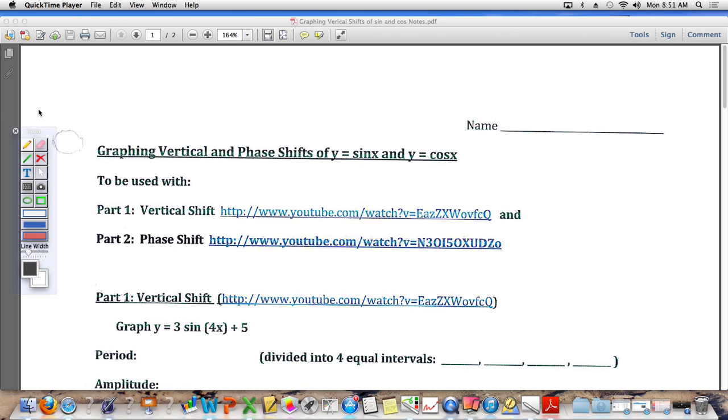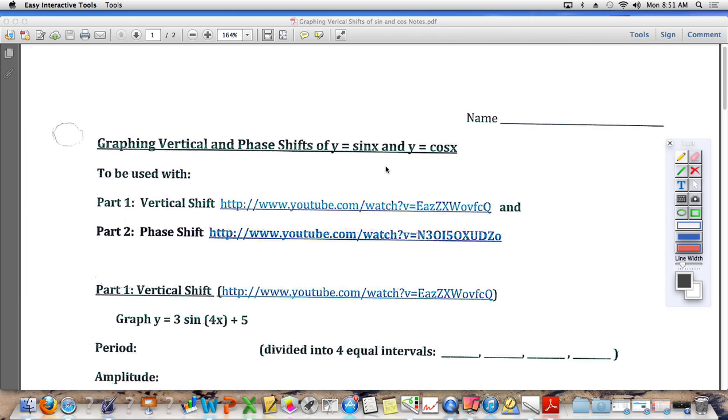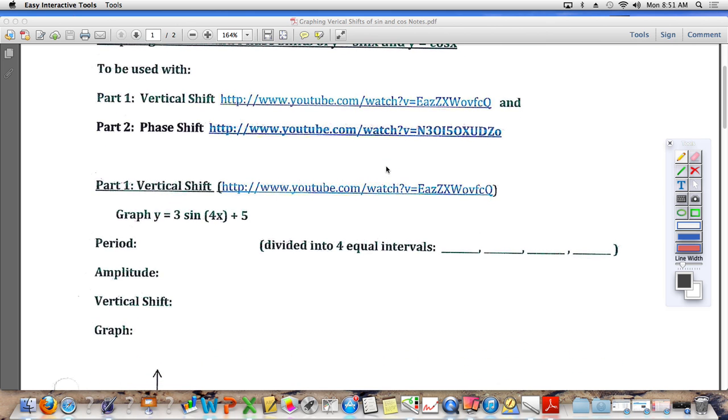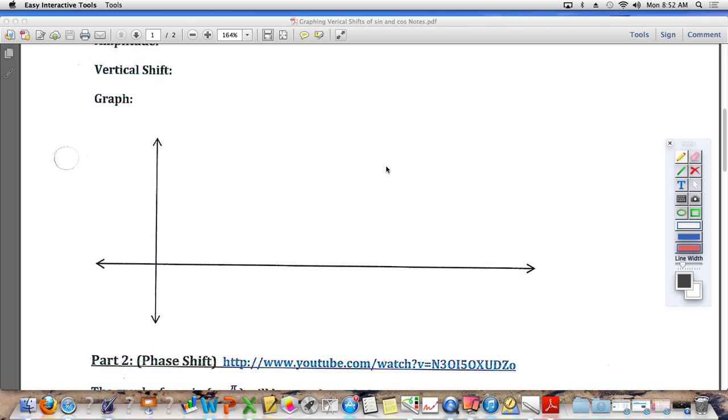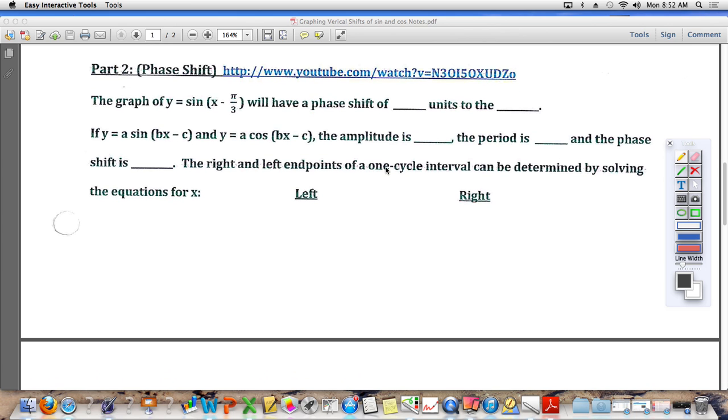All right, your job now is, on the same sheet that we were talking about earlier today, graphing vertical and phase shifts of y equals sine of x and cosine of x, we've already talked about. Part one, I would like you guys to move down to part two. We're going to talk about phase shifts. The graph of y equals sine of x minus pi over 3 will have a phase shift.